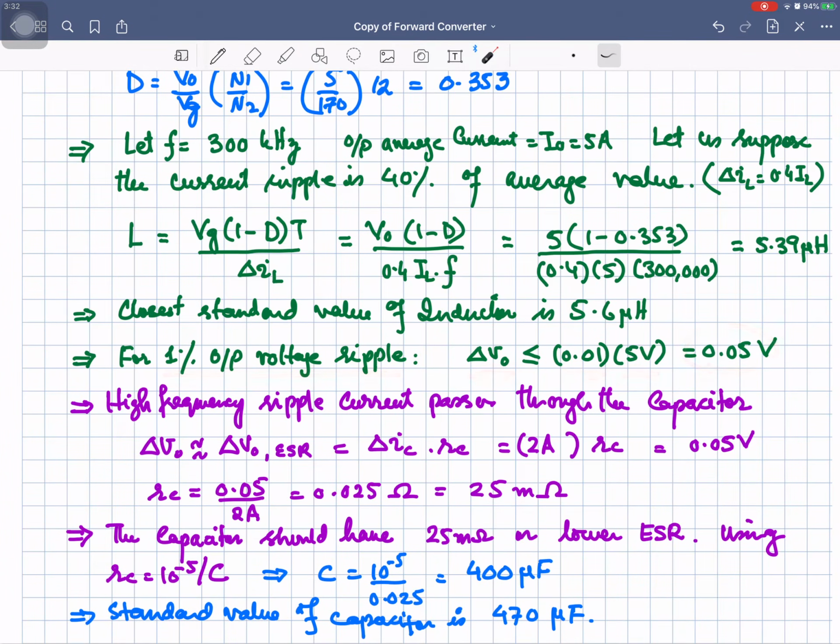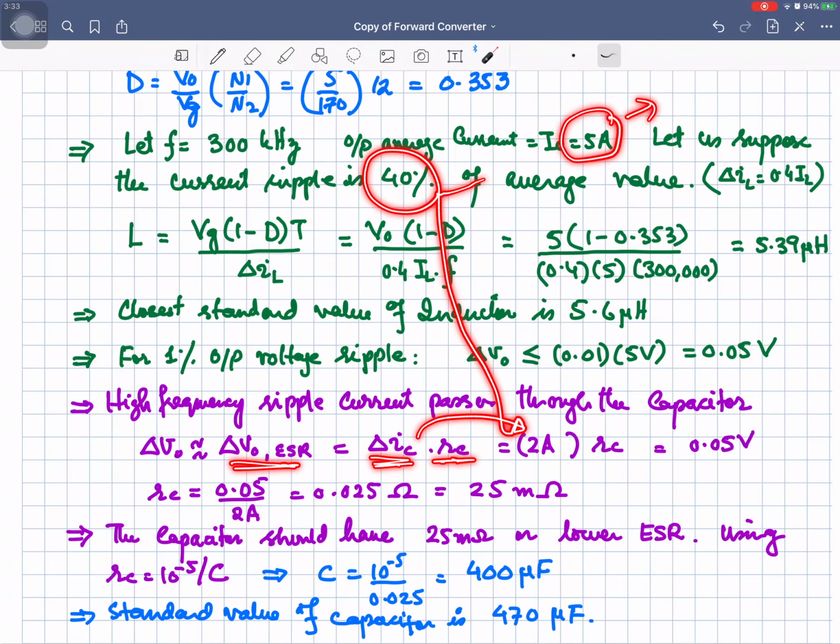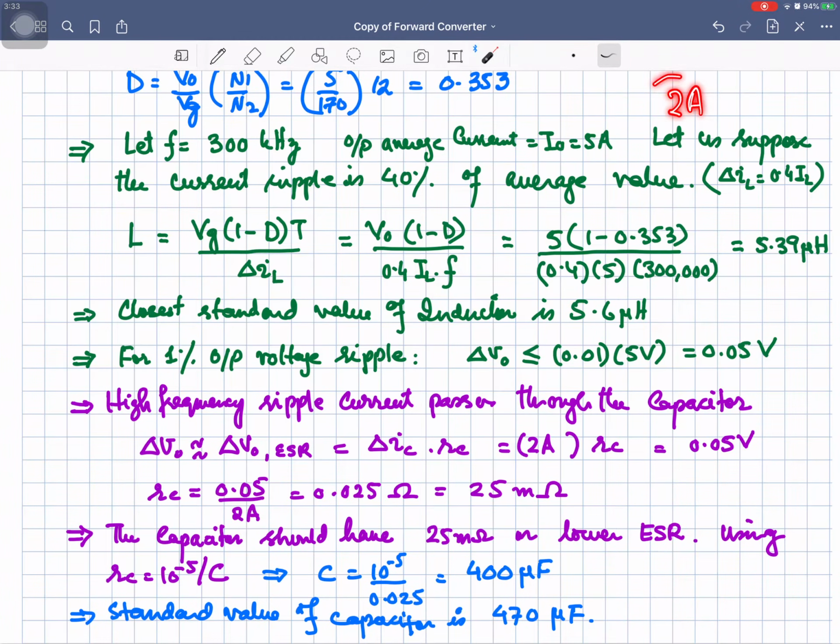So delta V naught is equal to delta V ESR, the equivalent series resistance of your capacitor, that is given as delta IC into RC. So delta IC is 2 ampere. Why? Because we have considered 40% variation and our current is 5 ampere, so 40% of this will be 2 ampere, so that's why we have considered 2 ampere over here.